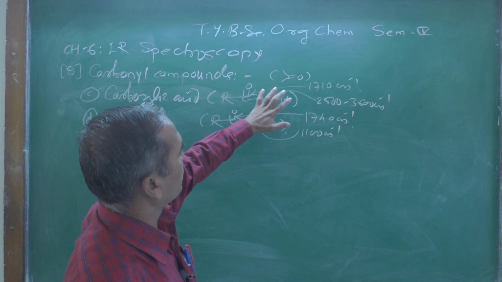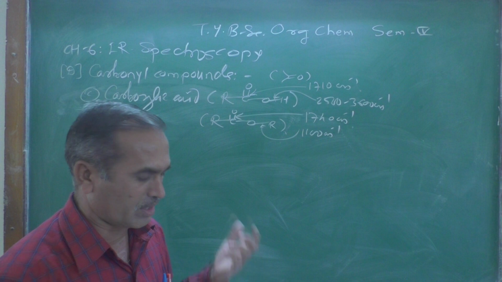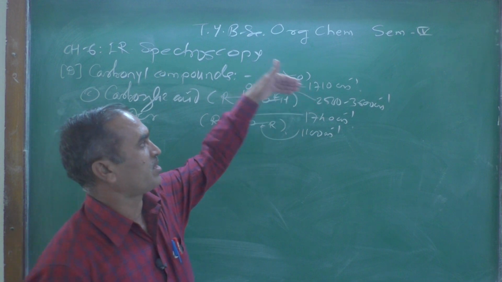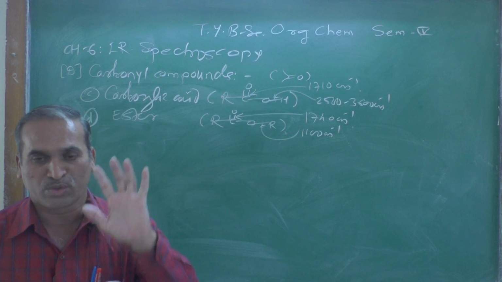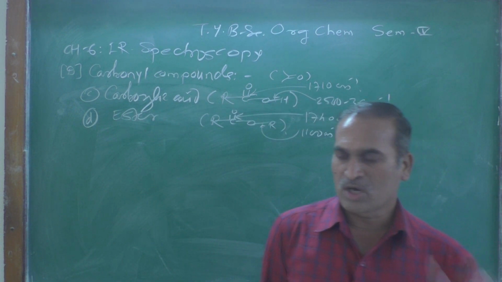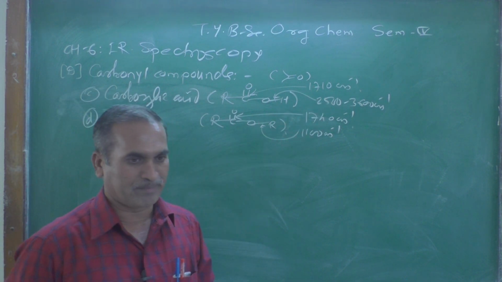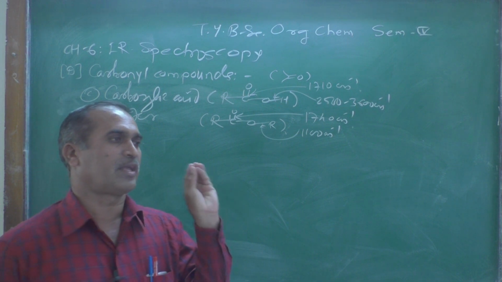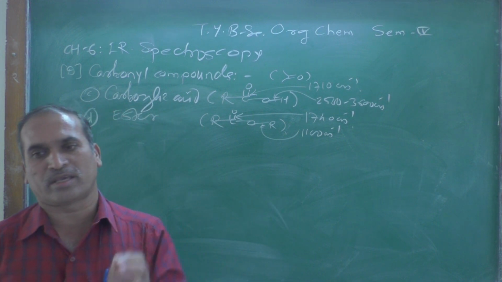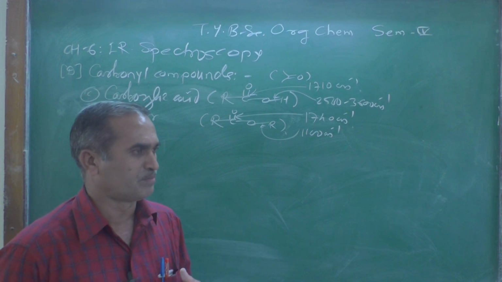But remember, the peak around 2500 to 3600 per centimeter is absent in the ester. So in this way we can easily distinguish ester from acid, because the carbonyl group is approximately at the same position. By observing that peak, its shape and size, the organic chemist easily recognizes that the peak is due to the carbonyl group.